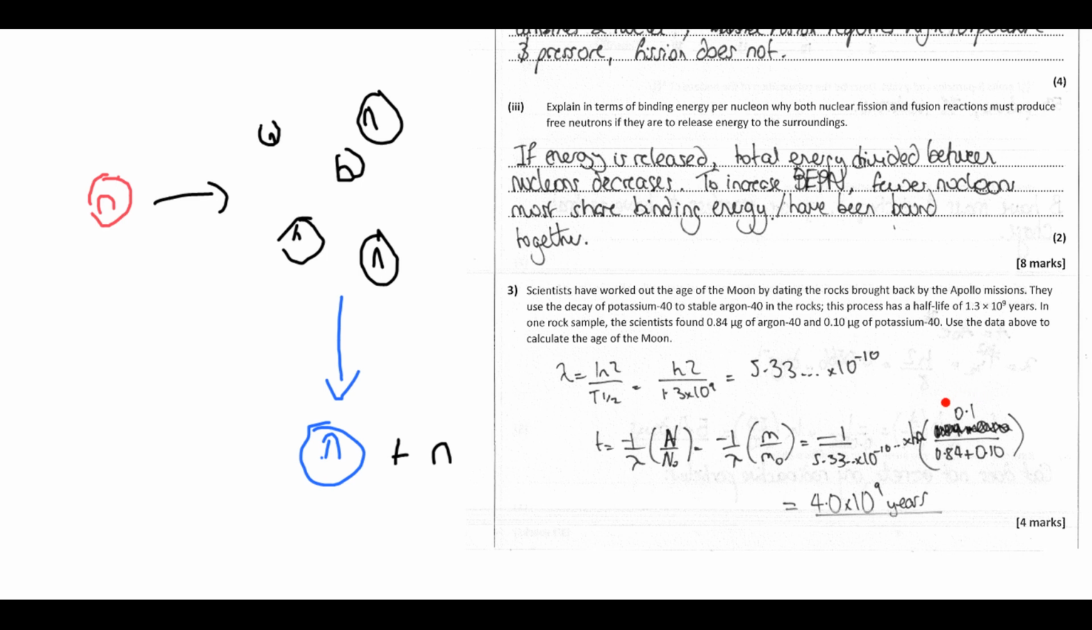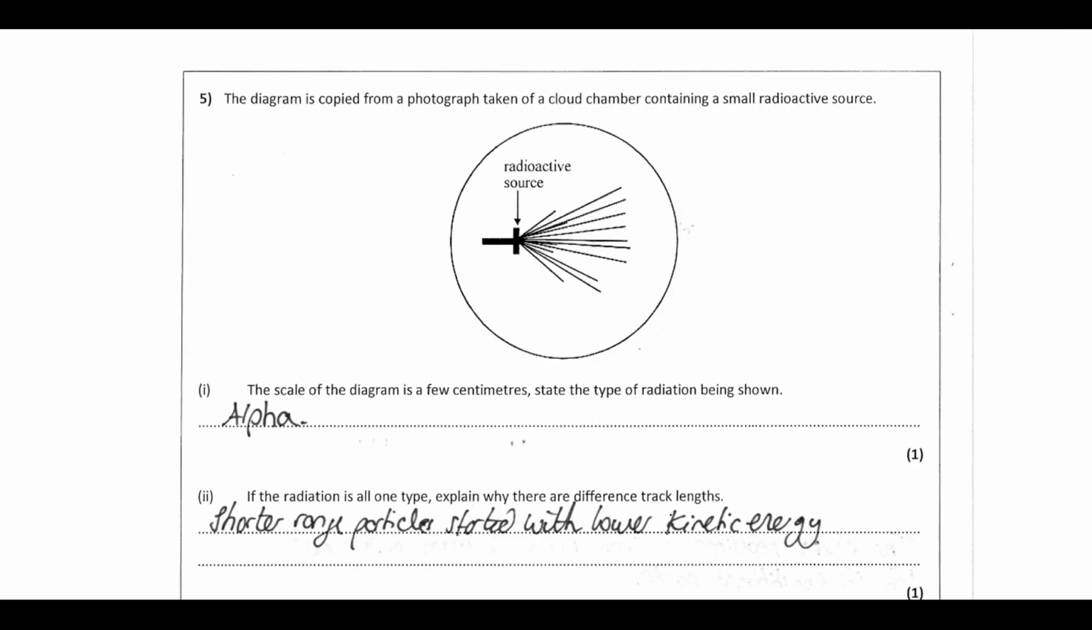The final mass of potassium, which is the stuff that's decaying, is 0.1. We'd have started off with 0.94 because it would all have been potassium, and argon and potassium are pretty much the same mass. We've got our decay constant, and we can calculate the half-life. We calculate the age of the moon as approximately 4 billion years, which seems reasonable, not too different to the formation of the Earth, so it seems pretty sensible. Okay, so that completes question 3.